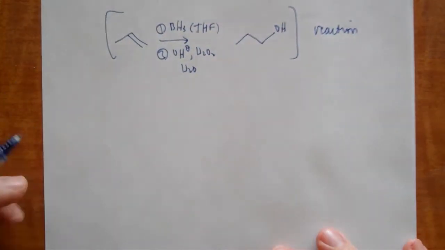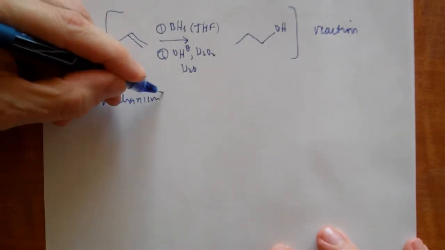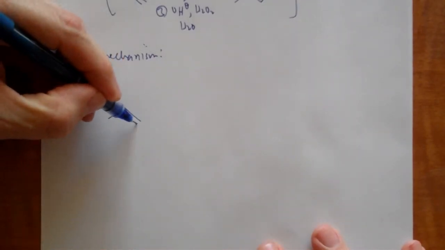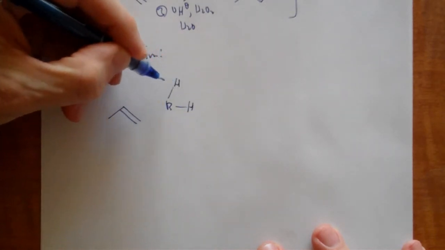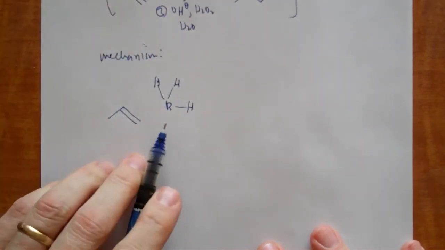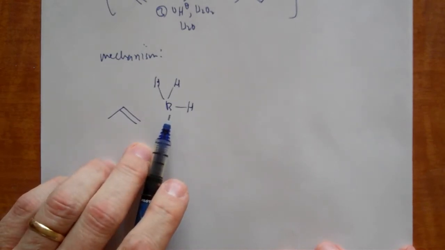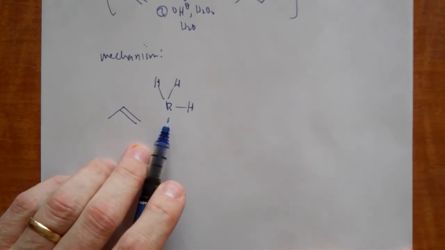And the mechanism now, you really should pause the video frequently and guess what I'm going to say next. Alright, so the mechanism goes like this. First of all, BH3. Okay, pause the video and say something about BH3. When did we see BH3 in Gen Chem? We saw that in octet exceptions.